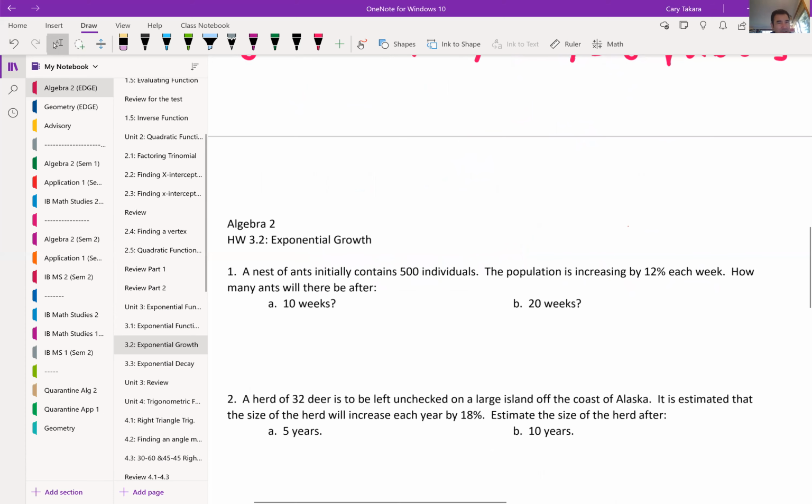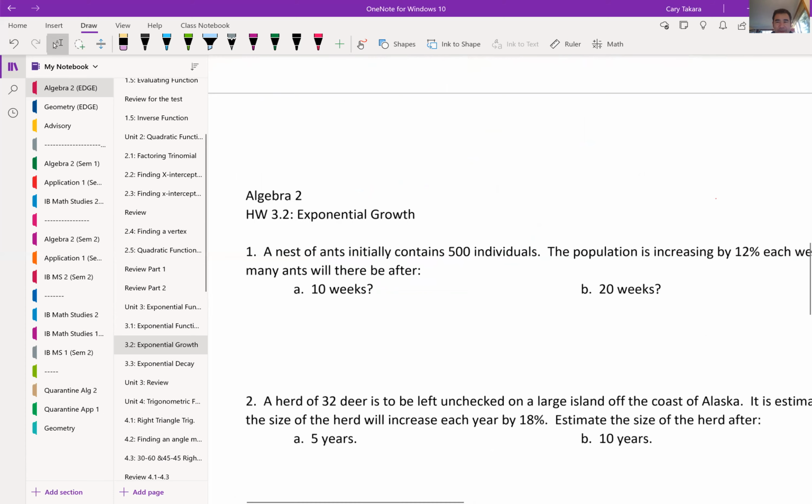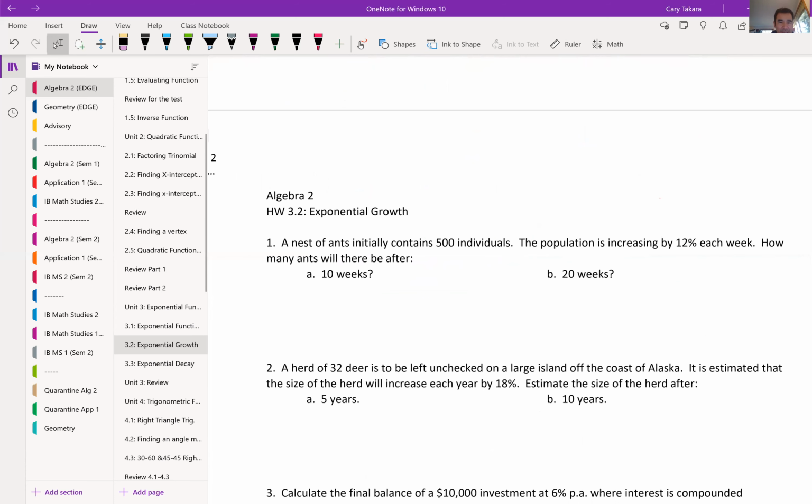So here it is. You don't need to write down word by word, but let's write down enough information to get going, okay? So first, please write down homework 3.2, exponential growth, okay? And then number 1. So what is it? It's the nest of ants. Initial value is 500. A nest of ants initially contains 500 individuals. The population is increasing 12% each week.